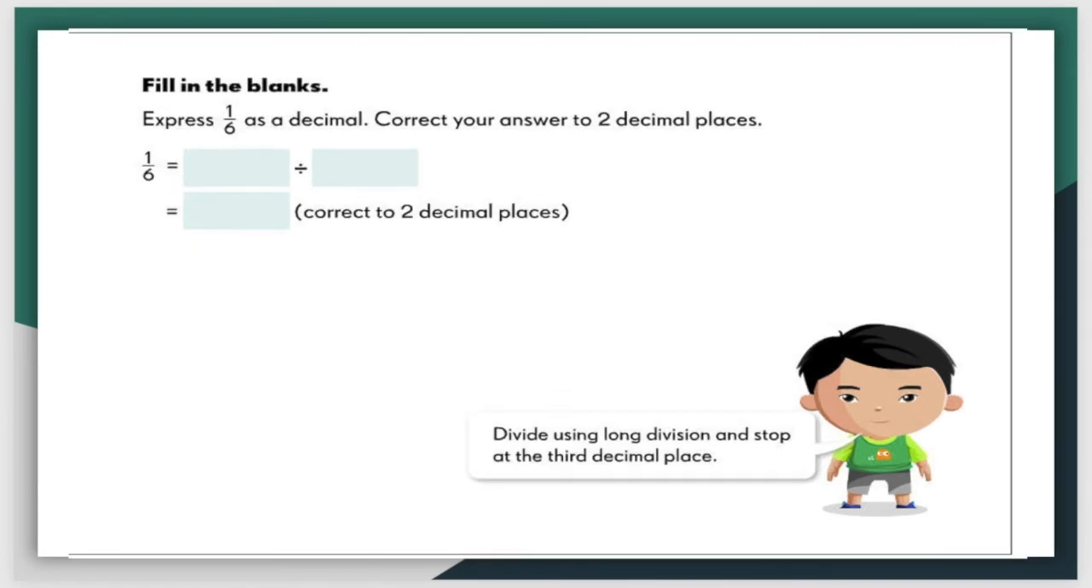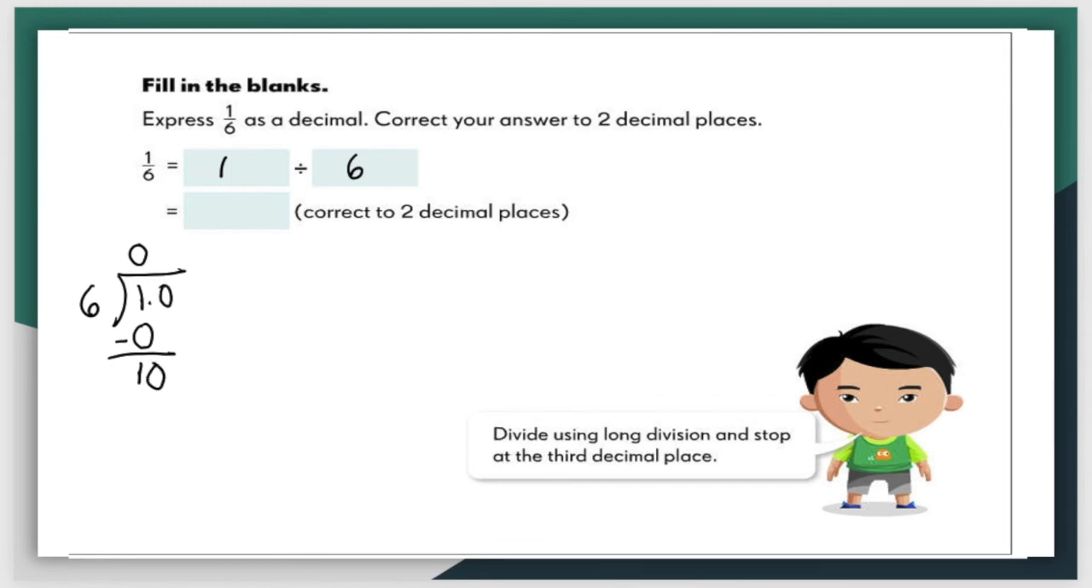1/6. This time, let's correct our answer to two decimal places. 1/6 is the same as 1 divided by 6. So 1 divided by 6 using the long division process. Take note that the first number is written inside the division house. 1 divided by 6 is 0. 0 times 6 is 0. We have a remainder 1 here, so let's rename it as 10.